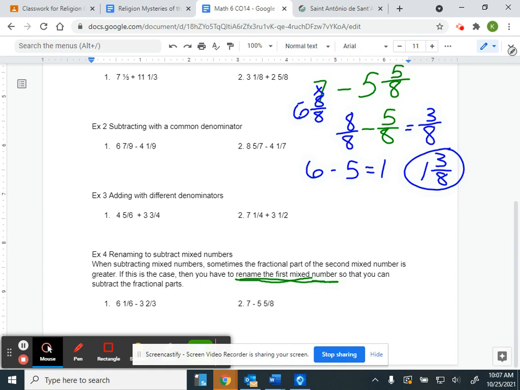So that is our working with adding and subtracting our mixed numbers. We are going to stop there for the day, and we are going to have a great day.